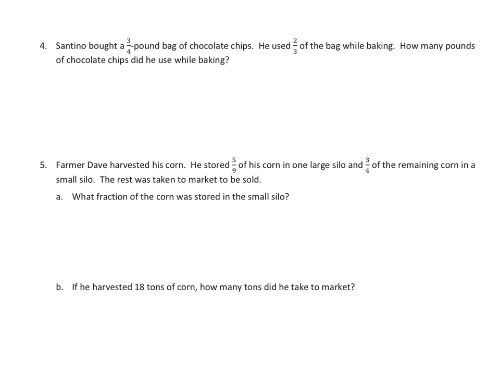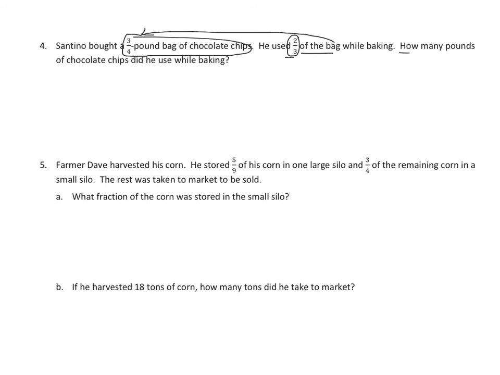And let's tackle a word problem. Let's go ahead and do number 4. Santino bought 3/4 of a pound bag of chocolate chips. So we can circle that. He used 2/3 of the bag while baking. What was the bag again? I'm going to draw an arrow. The bag is 3/4 of a pound. That's what he bought, but he used 2/3 of it. He didn't use all of it.